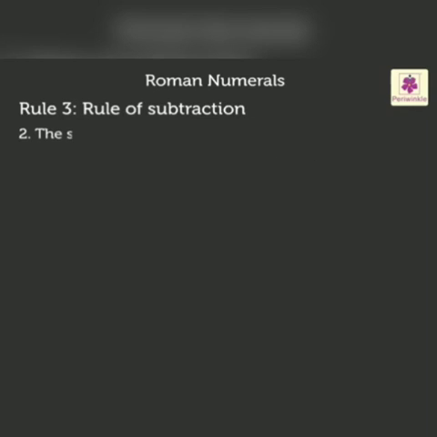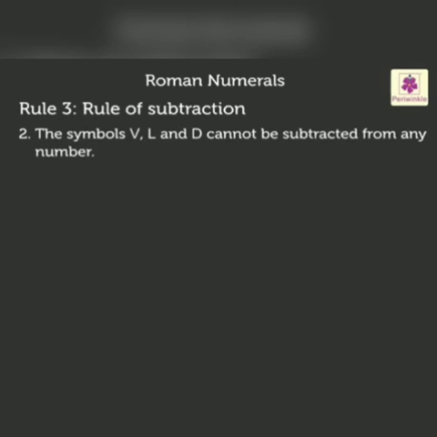2. The symbols V, L and D cannot be subtracted from any number. For example, 95 cannot be written as 100 minus 5 is equal to VC. 95 should be written as 90 plus 5 is equal to XCV.